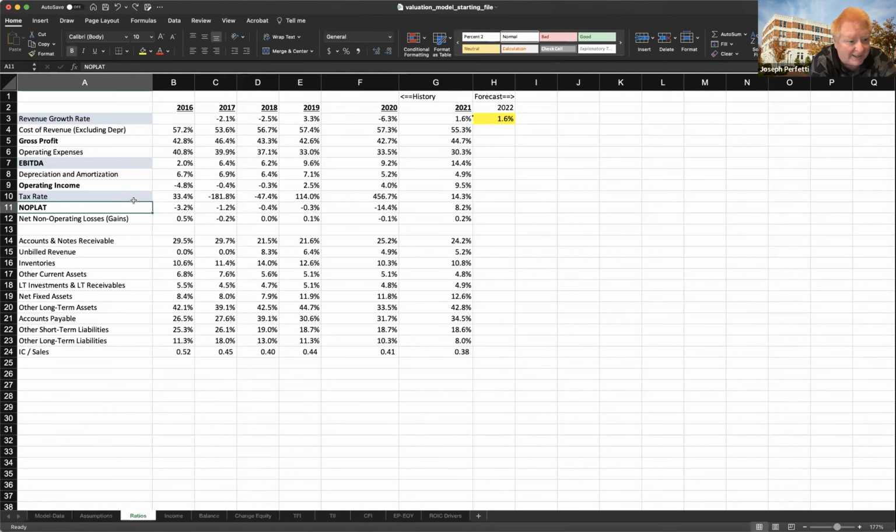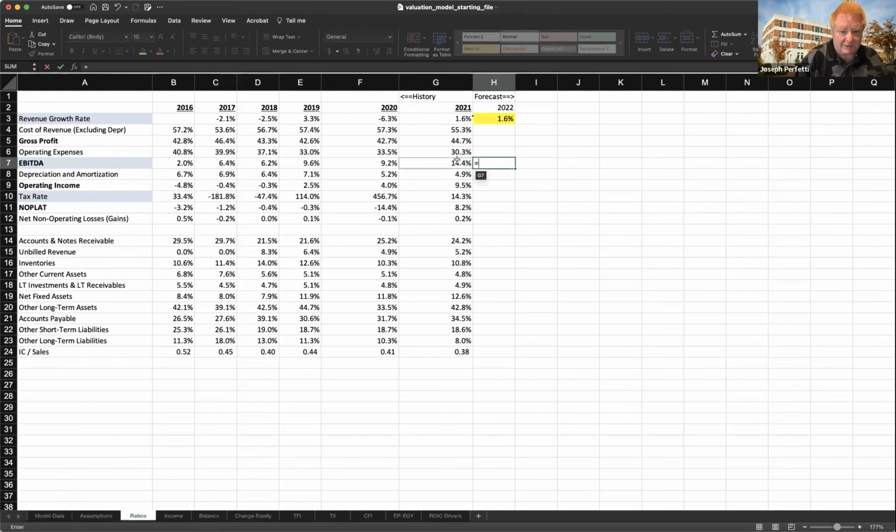So I want to forecast EBITDA next, because that's the next big important one. So for cell H7, equals G7. And again, I'm going to make that yellow, 14.4%. So this is the forecast for EBITDA as a percentage of sales in 2022. Again, just repeating 2021 for right now.